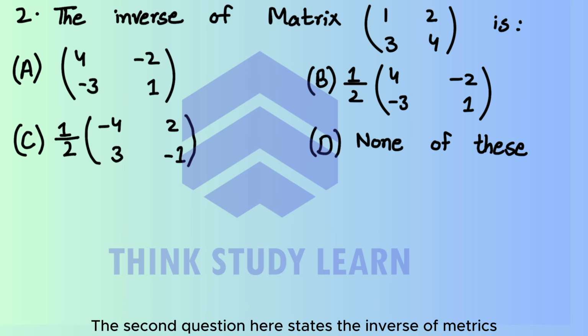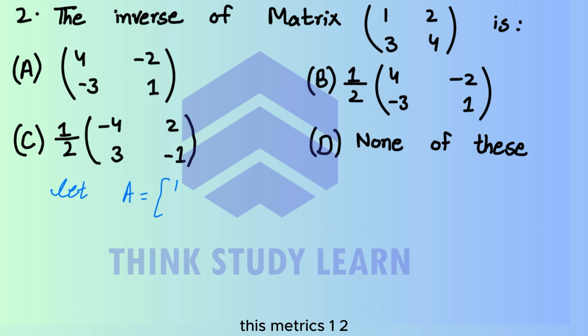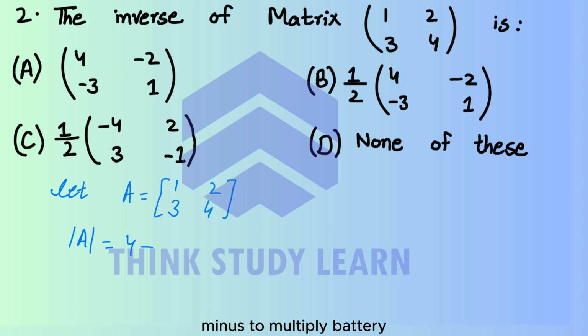The second question states: the inverse of matrix 1, 2, 3, 4 is equal to what? So we know that to find the inverse of a matrix, we have to first find its determinant. So let A be this matrix 1, 2, 3, 4, then its determinant will be the diagonal entries' product minus 2 multiplied by 3. So it is equal to minus 2.